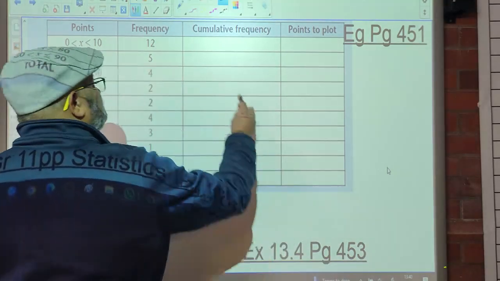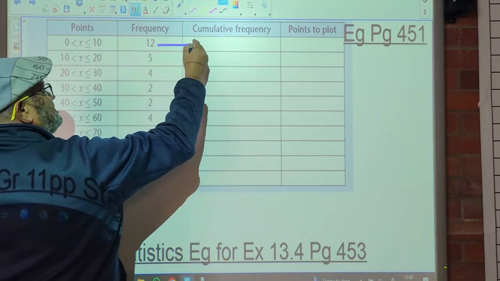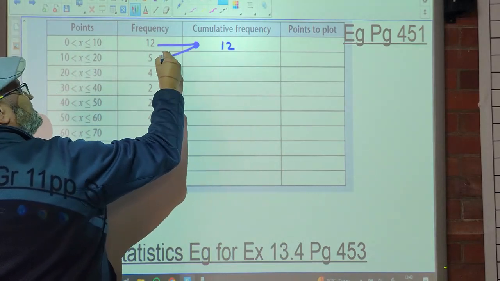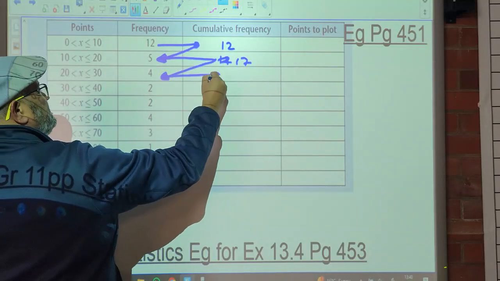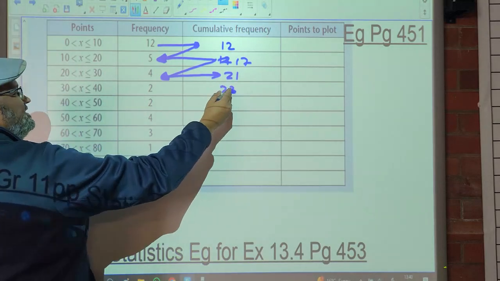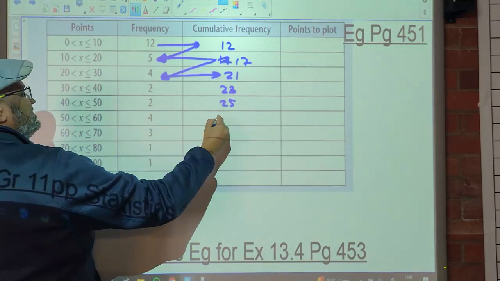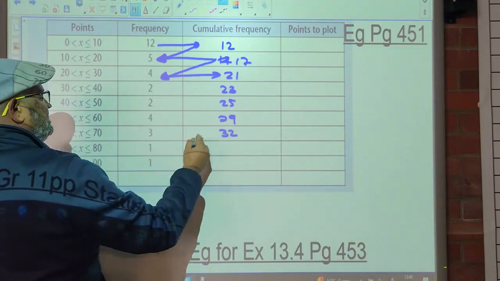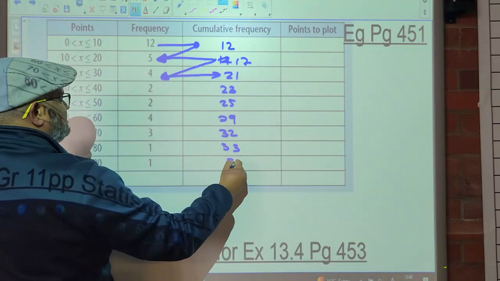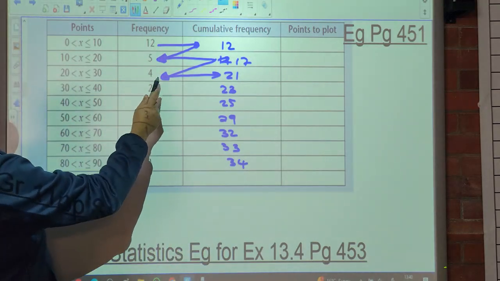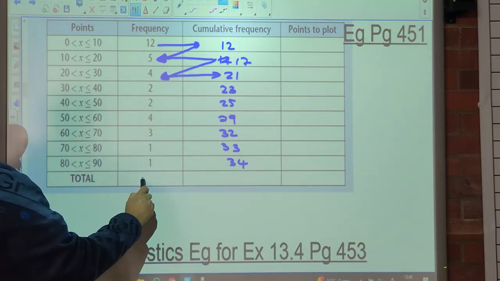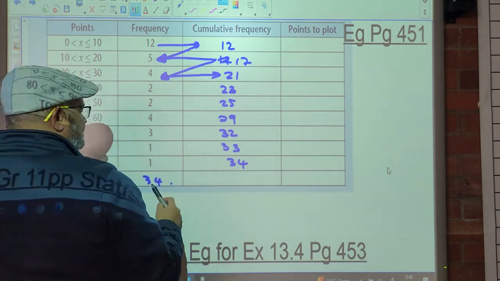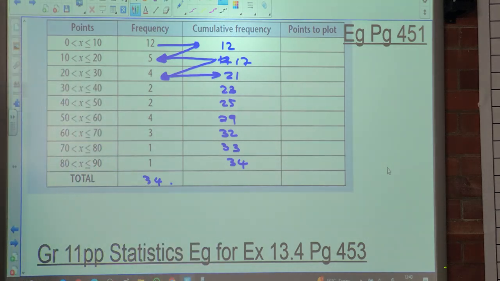How do you do the cumulative frequency column? I say 12 remains 12, and then 17, then 21, then 23, then 25, then 29, then 32, then 33, then 34. So again, the total, the sum of the frequency, is going to be the last value of the cumulative frequency column.